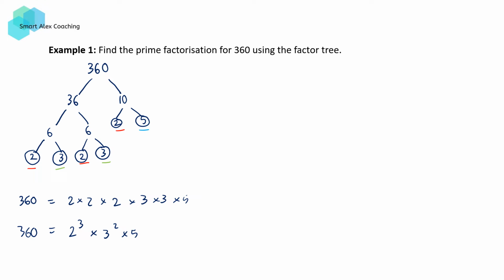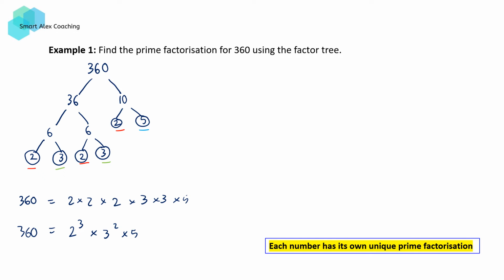Now, some of you may ask, what if we don't start with 36 times 10? What about if we start off with, say, 90 times 4? Well, the answer is you should still get the same prime factorization for 360 because every number has its own unique prime factorization. So let's give that a go. For 360, I'm going to break it into 90 times 4.